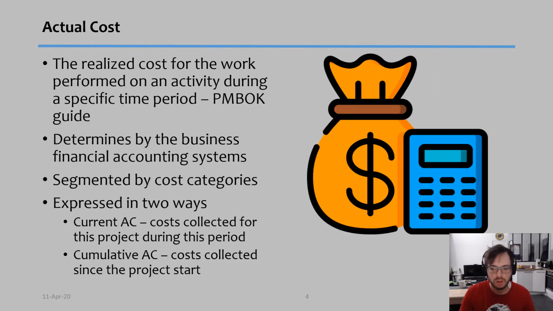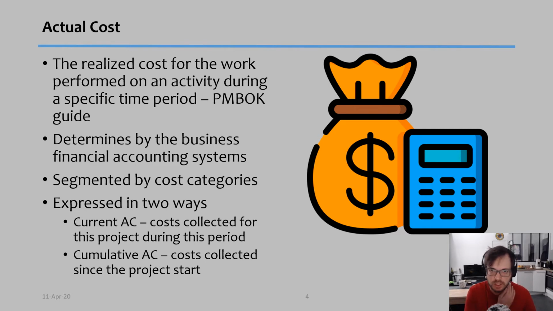Now, actual cost is another concept, and remember, actual cost is the realized cost for the work performed on an activity during a specific time period. This basically means how much I actually spent, how much was my actual cost. And this is determined by the business financial accounting systems, obviously.